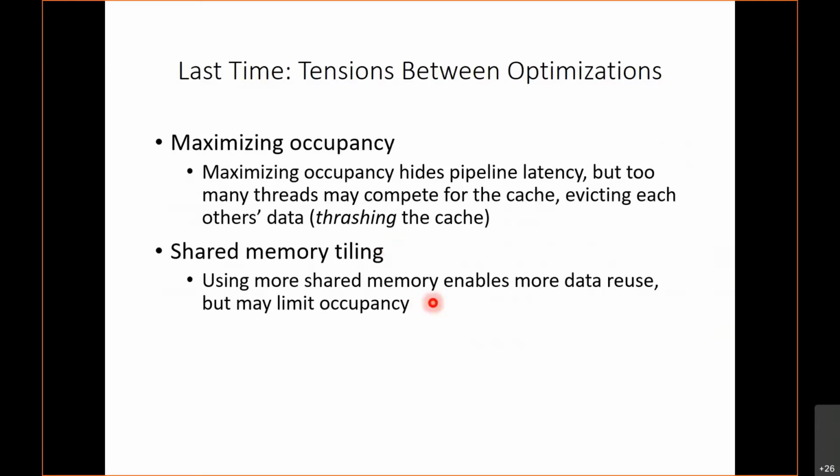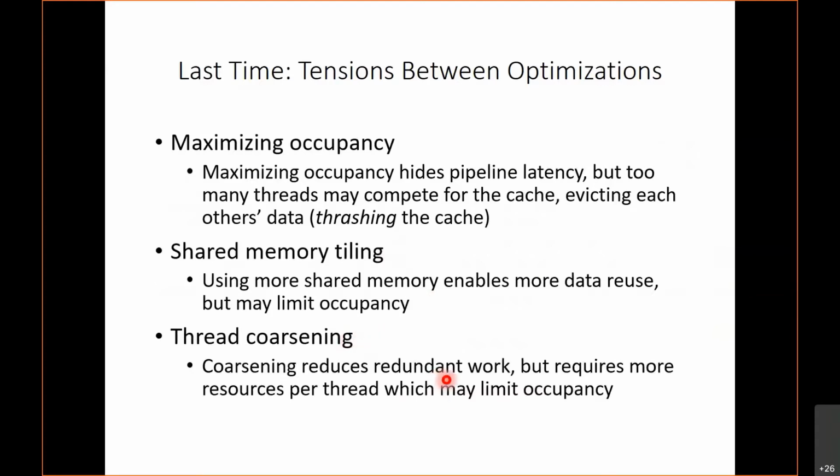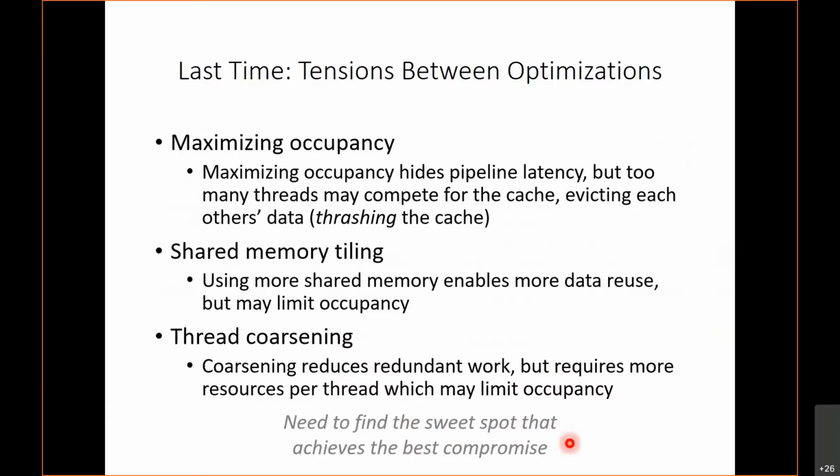So this is another example of where there's a tension between these different optimizations. We also saw how thread coarsening reduces our redundant work, but when we coarsen, every thread may require more resources, which again may limit our occupancy. Based on this observation of there being a tension between the different optimizations, we said that we need to find a sweet spot that achieves the best compromise between competing optimizations.